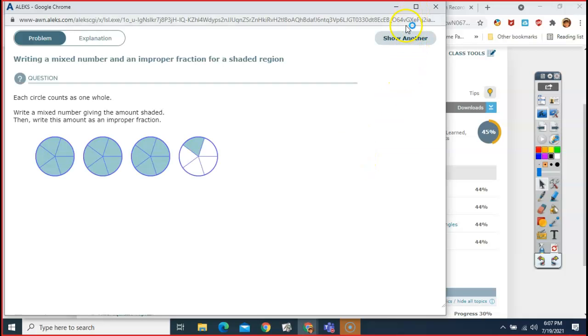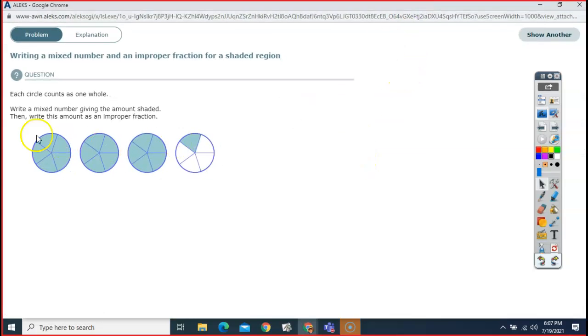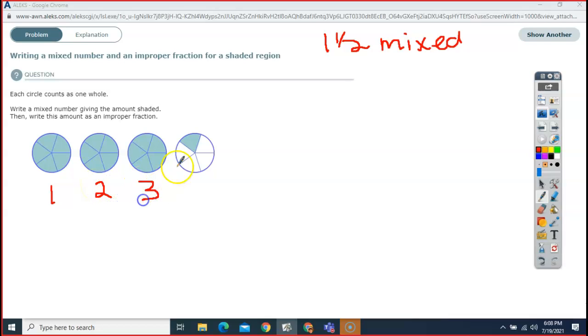Okay, yes, this is my favorite. It says each circle counts as a whole. A mixed number is writing something like 1 and 1/2. This is mixed. If I was going to write this as a mixed number, if this is a whole, that's 1, 2, 3, and this little piece.